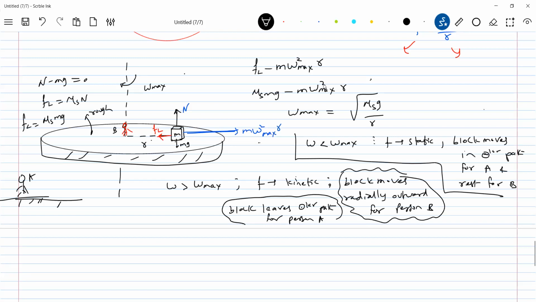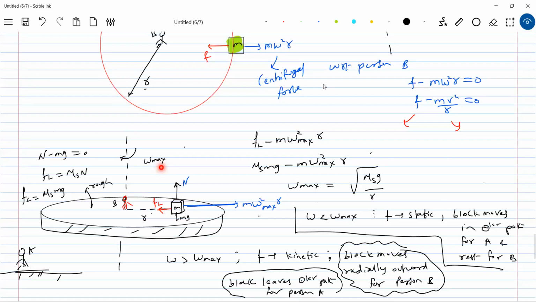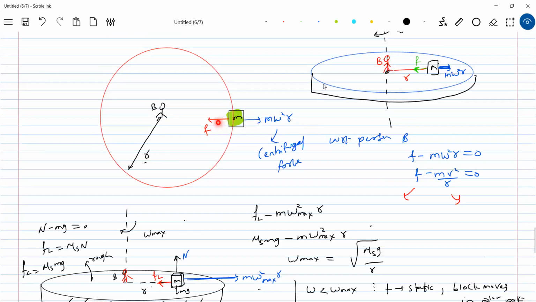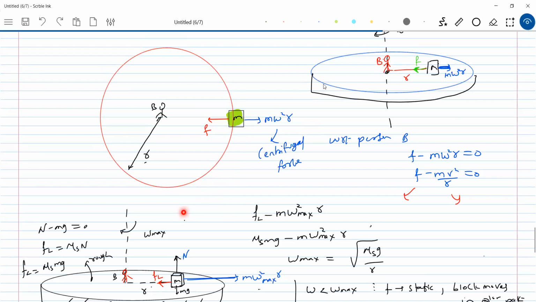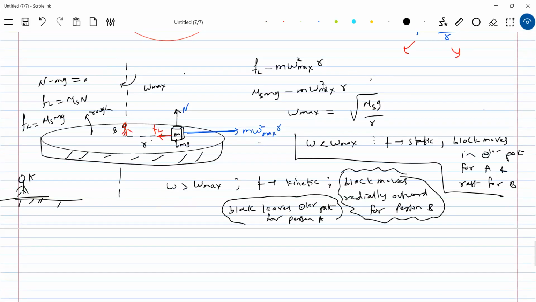Person B tells very clearly the centrifugal force was greater than the limiting friction. That's why the block moved away. Person A, what happened for person A? The friction is not sufficient to provide the required centripetal force, and it will leave the circular path. So how does it move? It will try to move like this. So these are the things we come across. So in which frame will the numerical become very easy? Definitely in the disk frame, no?